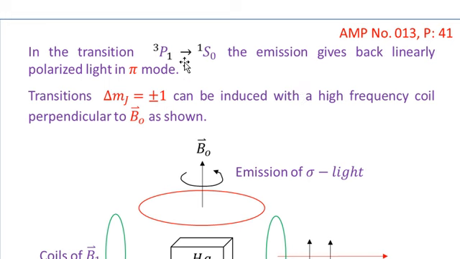So the transition from 3P1 to 1S0 gives back linearly polarized light in pi mode, because this is a resonant transition. So the same light which is used to excite the level from 1S0 to 3P1, the same light is emitted when the transition from 3P1 to 1S0 takes place, and the same light, that is the pi light, will be emitted.